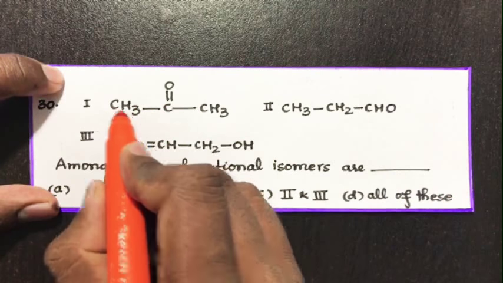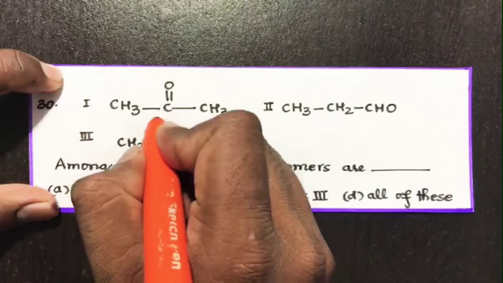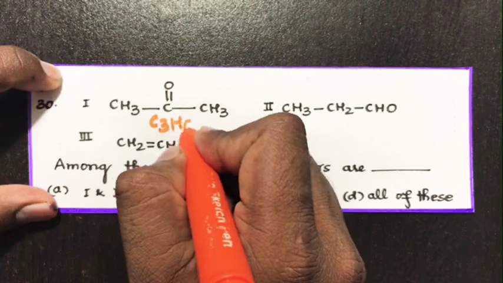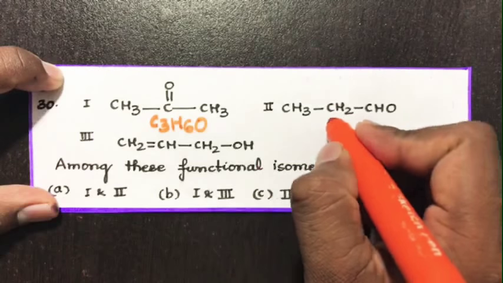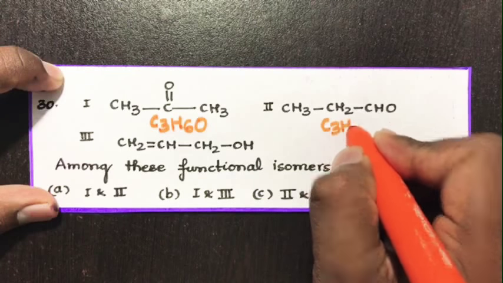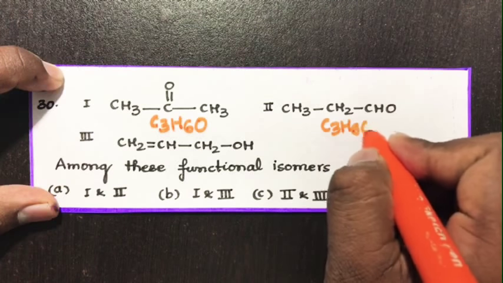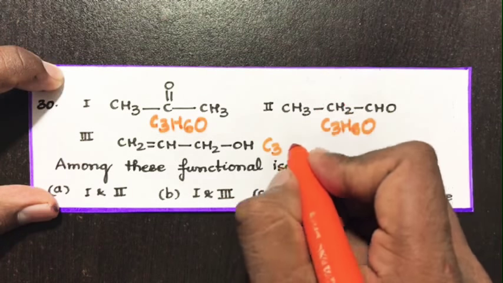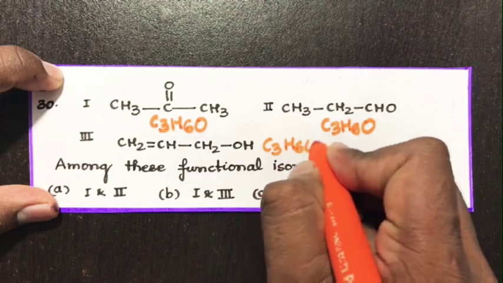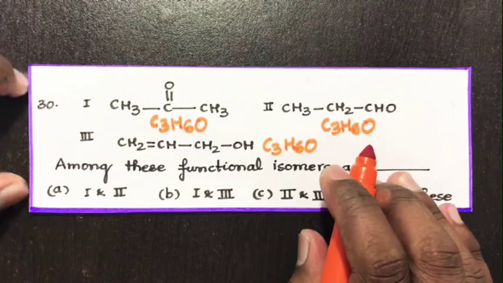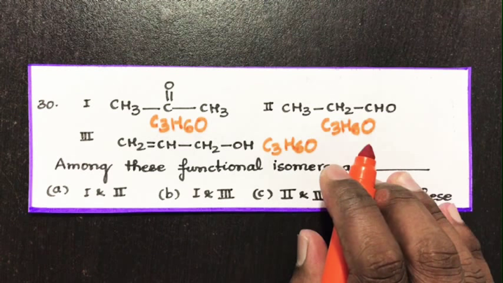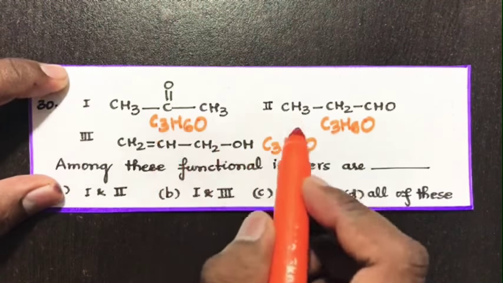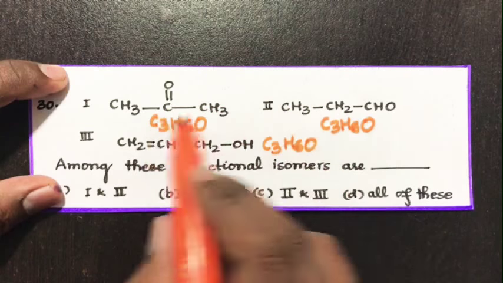In the first there are 3 carbon atoms, so this will be C3, 6 hydrogen atoms, so H6 and O. Again here there are 3 carbon atoms, 6 hydrogen atoms and 1 oxygen atom. And again here there are 3 carbons, so C3H6O. So all of them have the same molecular formula. Now 1 and 2 have the same molecular formula, so they are the isomers.